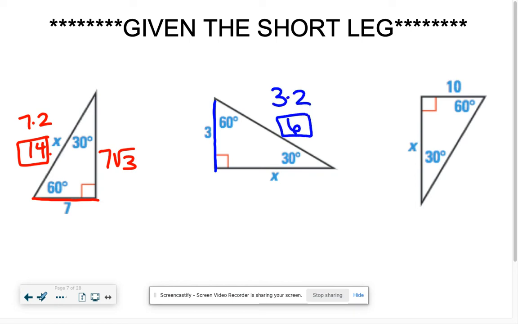Are we learning the tangent ratio tomorrow? Not till Monday.